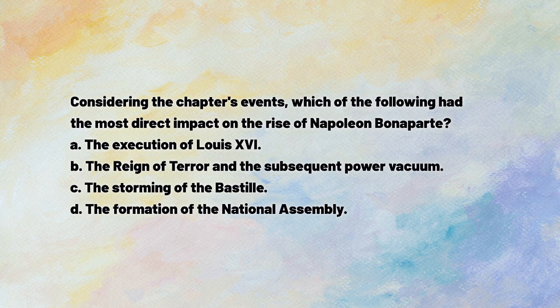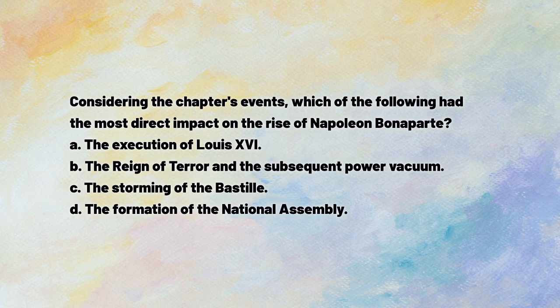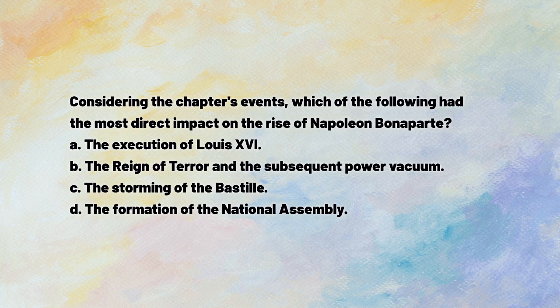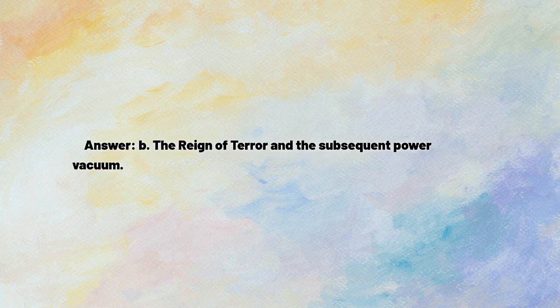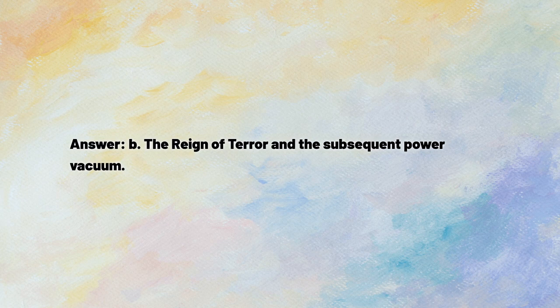Considering the chapter's events, which of the following had the most direct impact on the rise of Napoleon Bonaparte? A. The execution of Louis XVI. B. The Reign of Terror and the subsequent power vacuum. C. The storming of the Bastille. D. The formation of the National Assembly. Answer B. The Reign of Terror and the subsequent power vacuum.